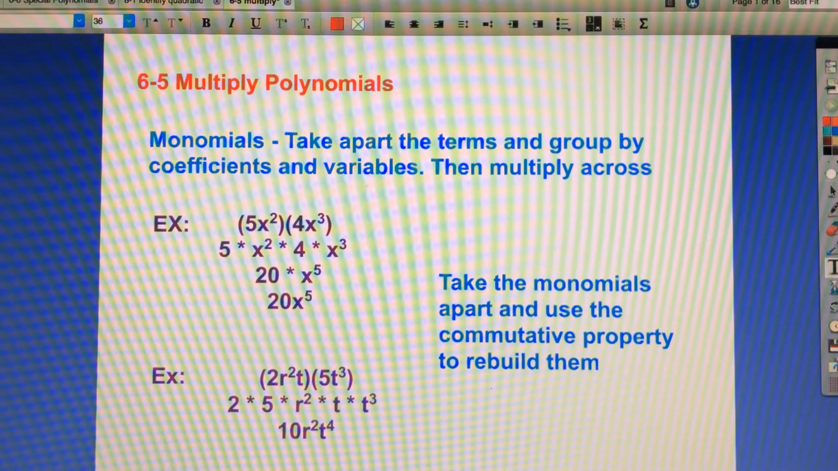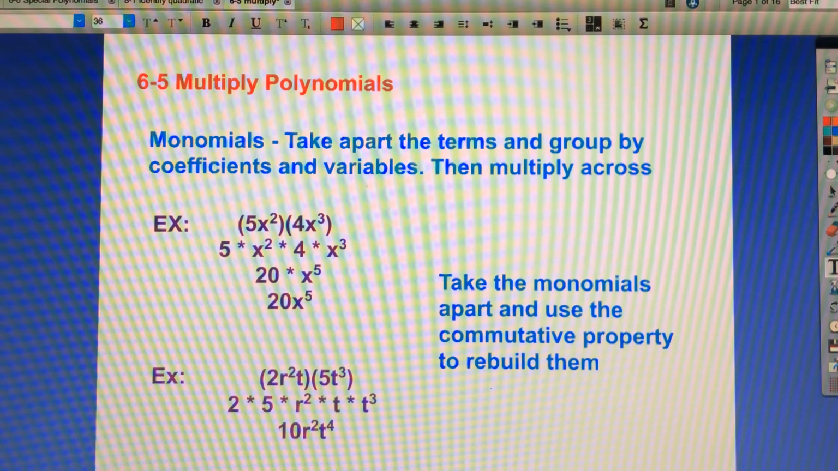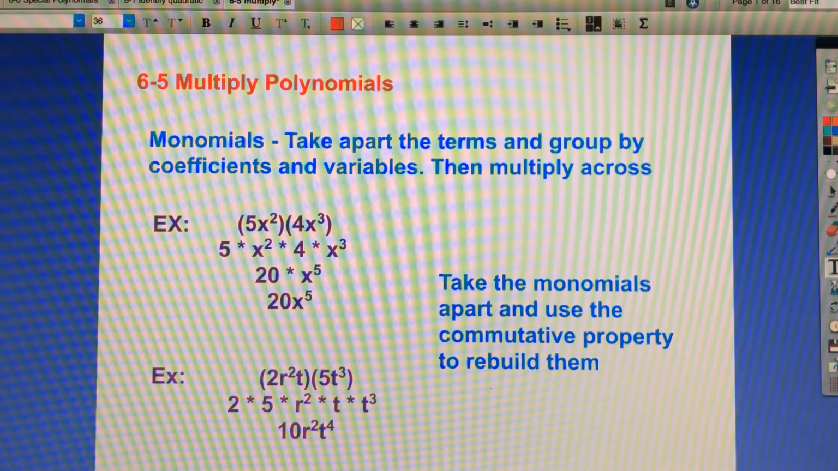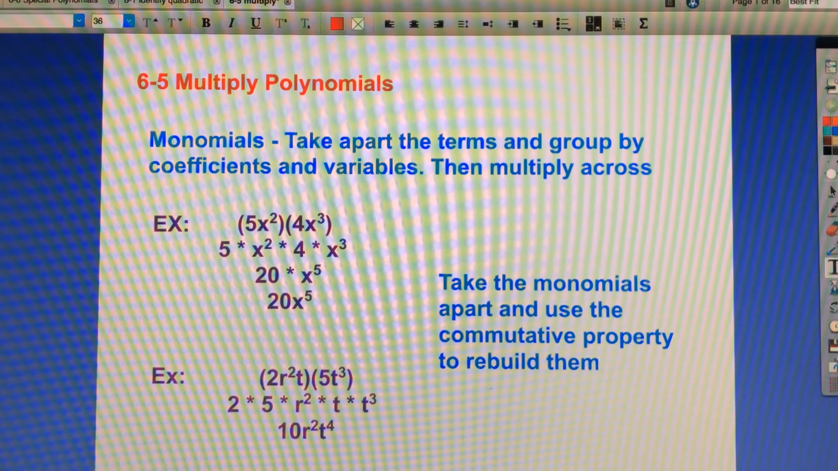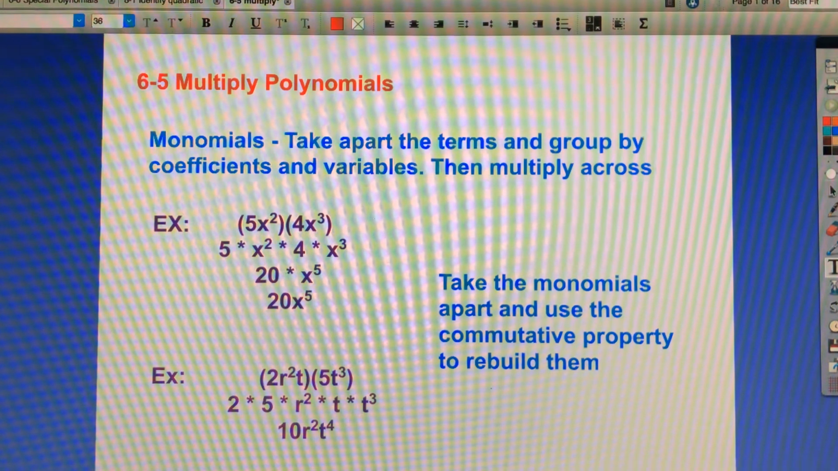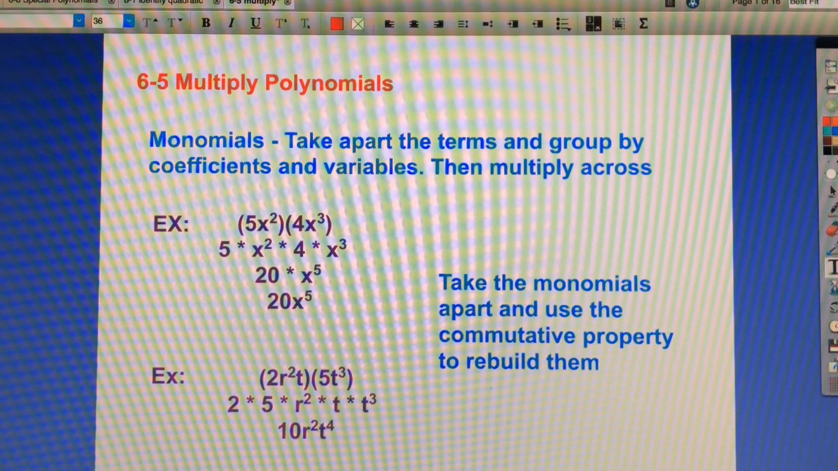Okay, let's take a look at how to multiply polynomials. First, we start with a monomial. So you take one monomial, which means just one term. You can take apart the terms and you can group the coefficients and the variables. Remember, the commutative property allows you to take apart multiplication. Order doesn't matter. 2 times 3 is the same as 3 times 2.